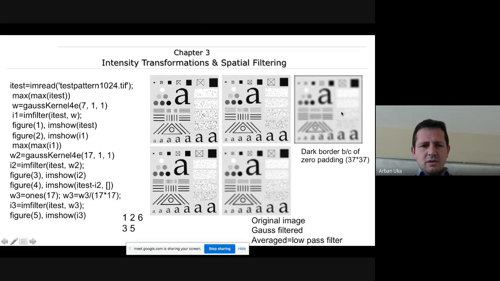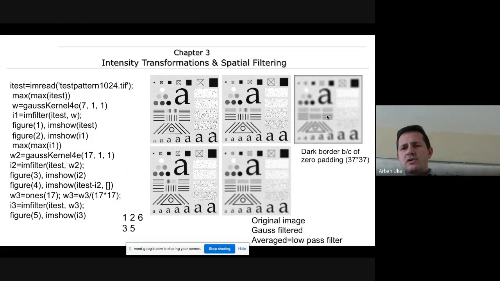This figure 5 uses a box filter of 17 by 17 ones, and we see this result. But if we use a box filter of 37 by 37, we get image 6, which is on the very right side of the slide. One thing to note is that if we keep increasing the size of the filter, especially for the box filter, we get a dark contour on the outer borders of the image.